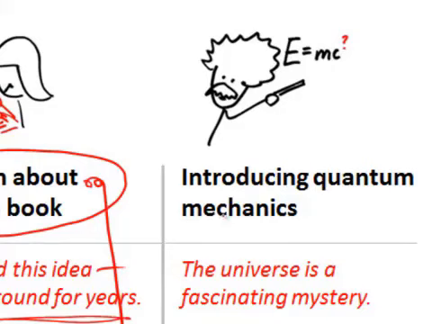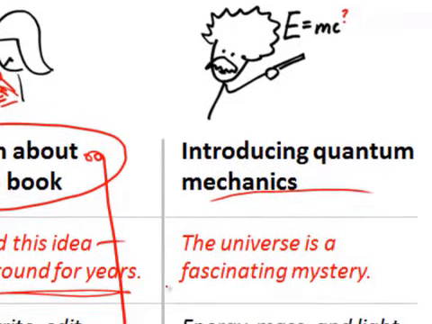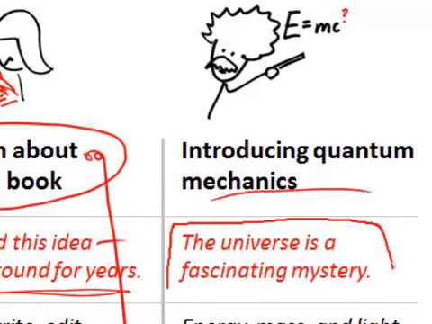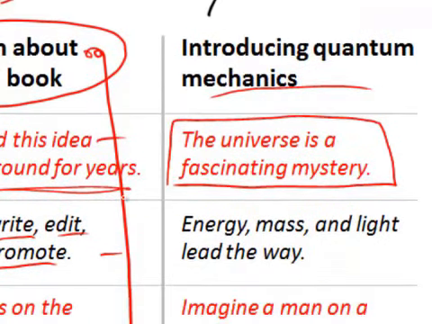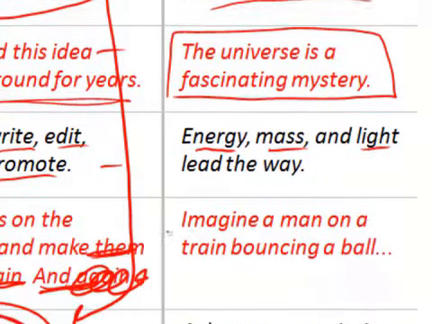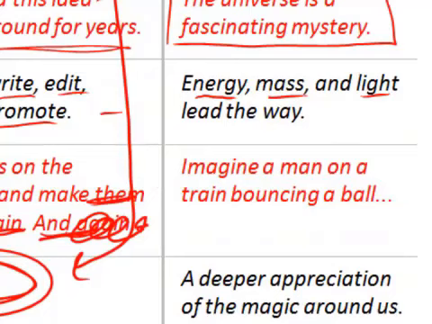And I want to show that this explanation model can be used to explain anything, no matter how complex it is. Let's even talk about introducing quantum mechanics. The lay of the land. What's that? Well, the universe is a fascinating mystery. How in the heck does this work? The roadmap in this case is going to be composed of some energy, some mass, some light. They'll lead the way. What steps are we going to take?